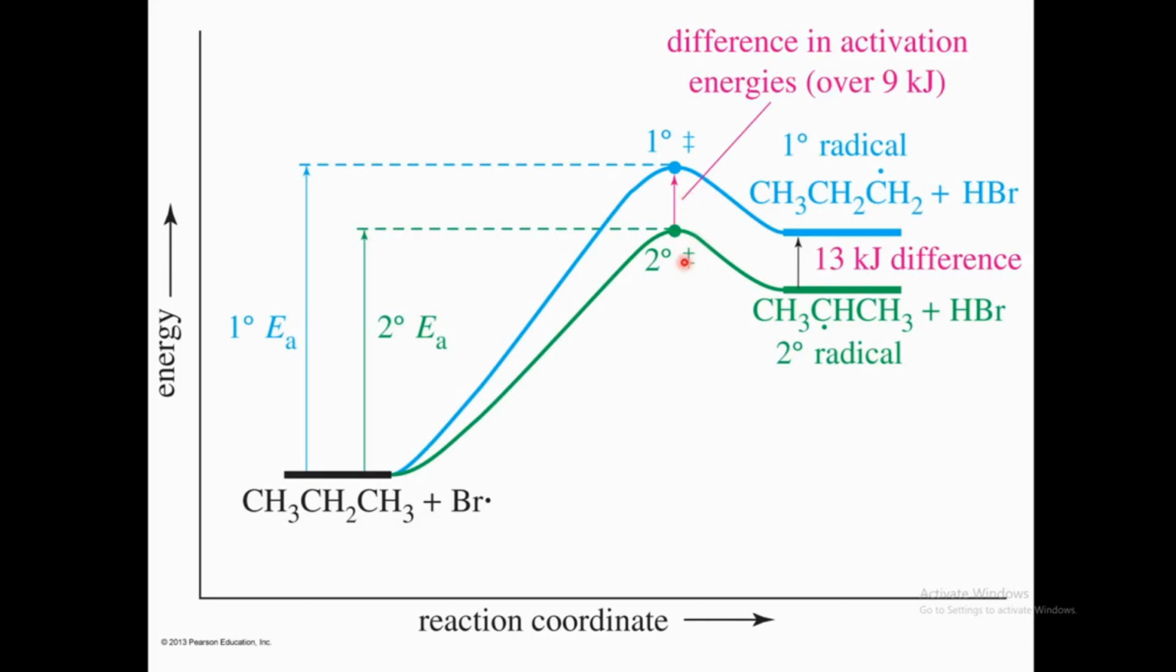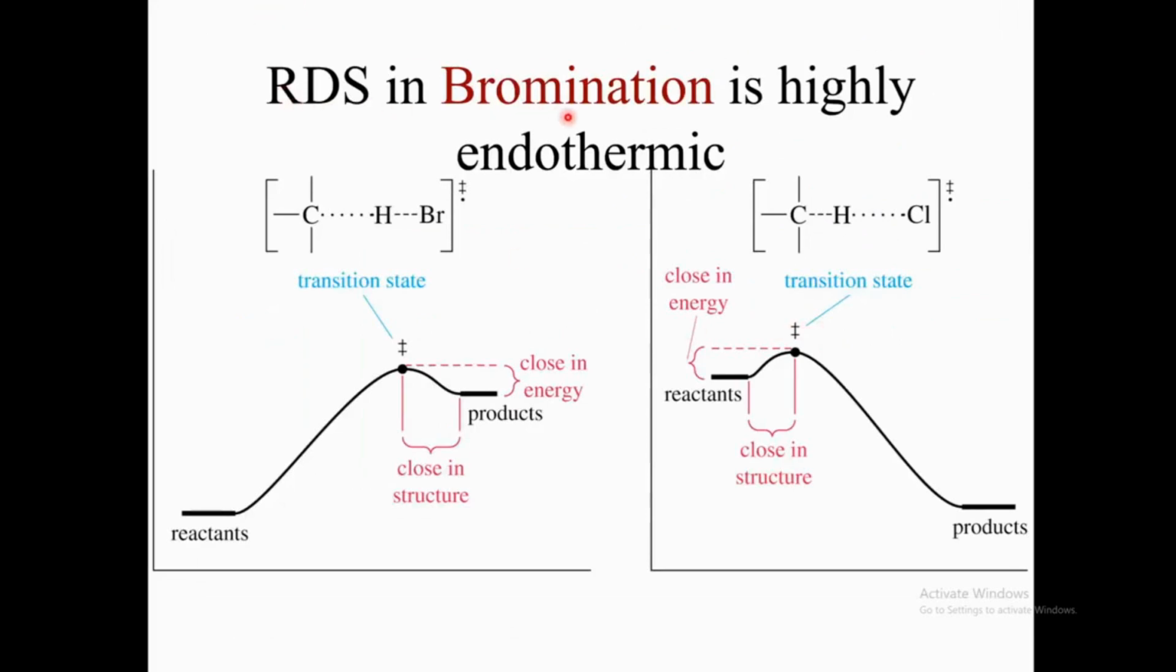Due to the large difference between the two radicals, the reaction is delayed and the yield decreases for the primary free radical compared to the secondary one. The secondary one has the higher rate than the primary one. The rate-determining step in bromination is highly endothermic, so the transition state is close in structure and energy to the products.